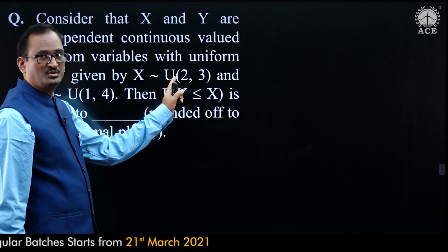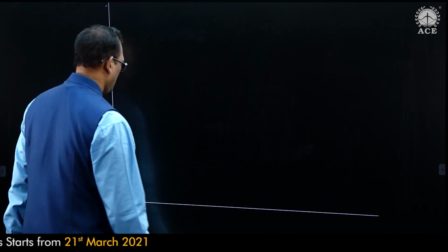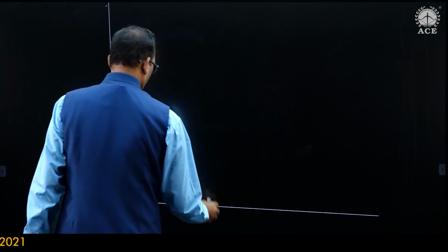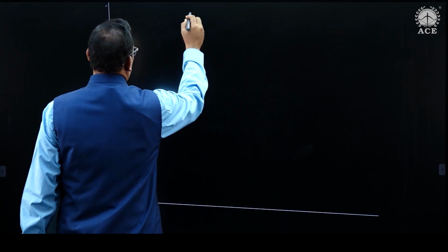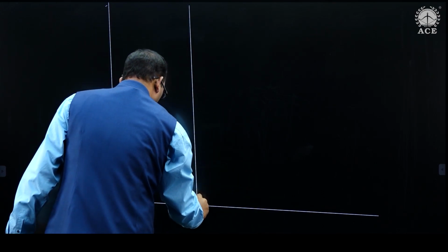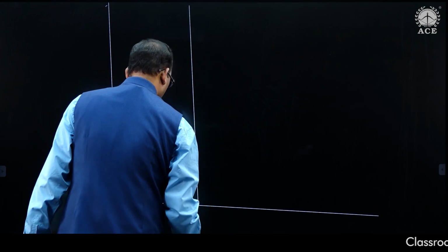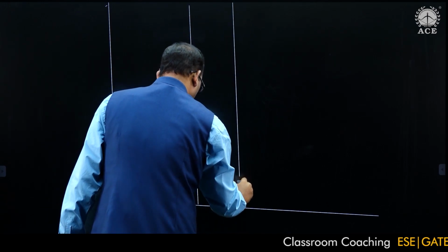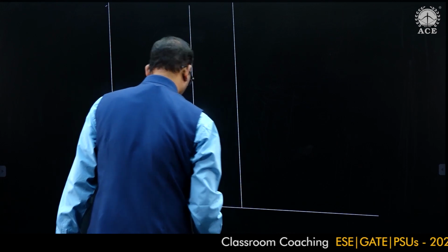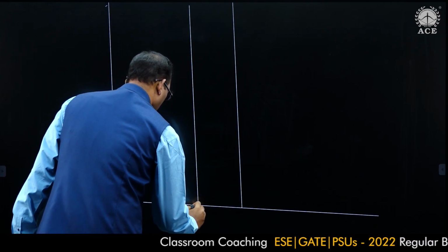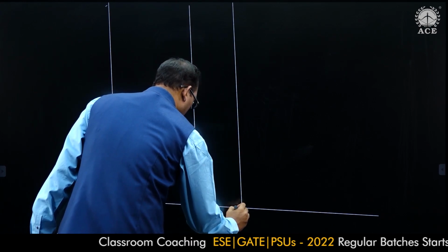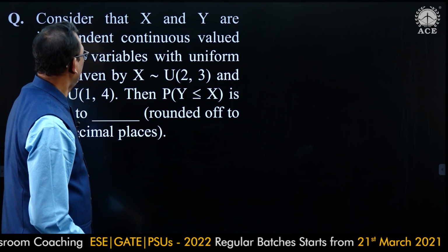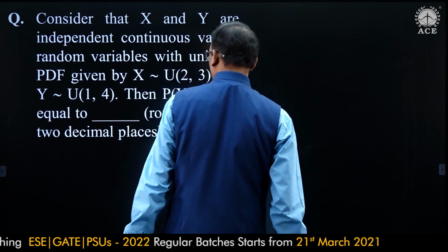X is uniformly distributed in the interval 2 comma 3. This is the x is equal to 2 line, this is the x is equal to 3 line. Next, y is uniformly distributed in the interval 1 comma 4.